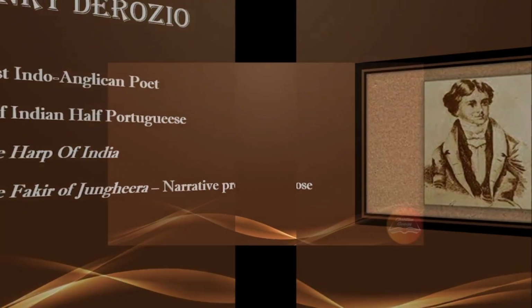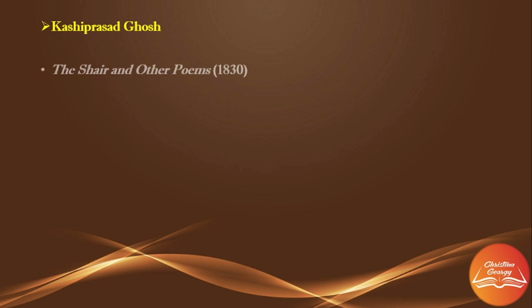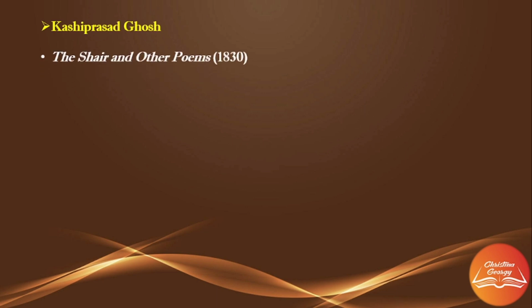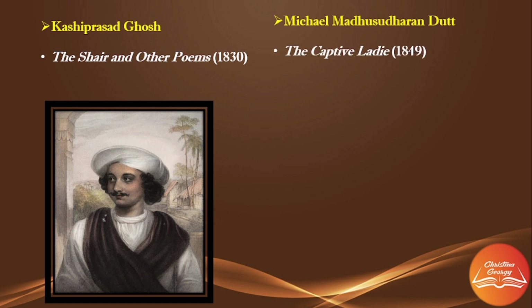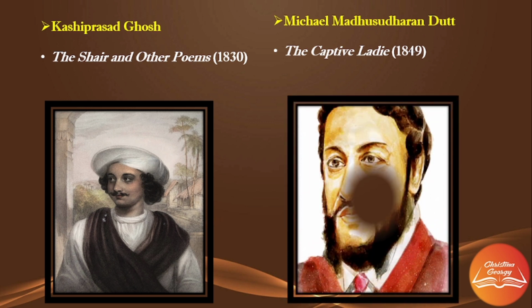Moving on to the other prominent poets of the time, that is Kashiprasad Ghosh. The Shair and Other Poems in 1830 made him quite famous. So this is a portrait of Ghosh. And we also have Michael Madhusudan Dutt. The Captive Lady in the year 1849 is a well-renowned work by Madhusudan Dutt.